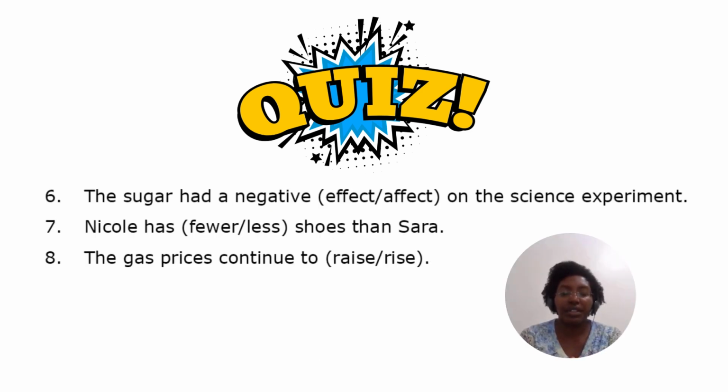Okay, we have the next 3 that are taken from the worksheet, 6, 7, and 8. The sugar had a negative effect on the science experiment, but is it effect with an E or effect with an A? Nicole has fewer or less shoes than Sarah. The gas prices continue to raise or rise. Let's check the answer. So number 6, the sugar had a negative effect on the science experiment with an A. Nicole has less shoes than Sarah. The gas prices continue to rise.